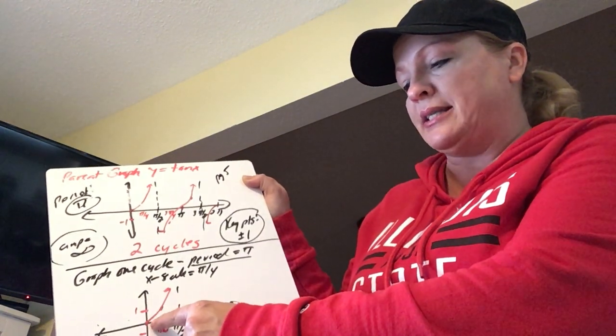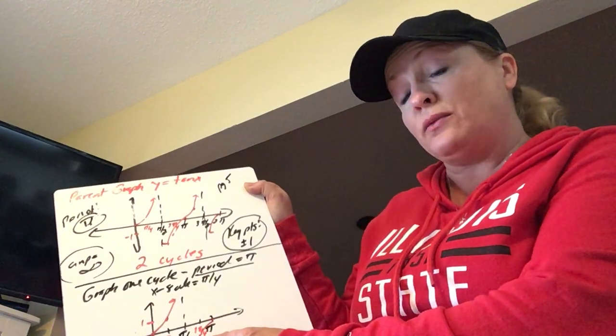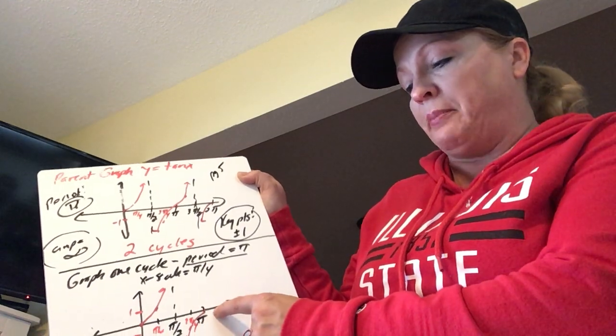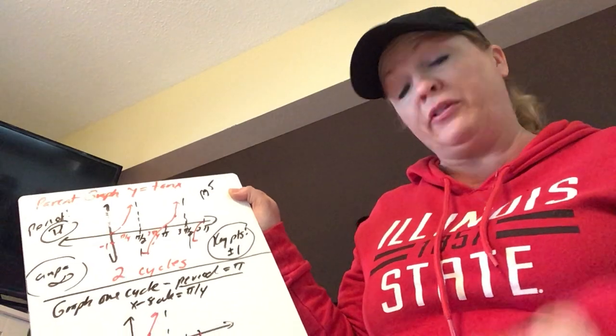So at 0, I'm at 0. At pi over 4, I'm at 1. And at pi over 2, asymptote. And then at 3 pi over 4, I'm at negative 1. And at pi, I'm back at 0. That's an example of one cycle. Now, there's another way to do this.